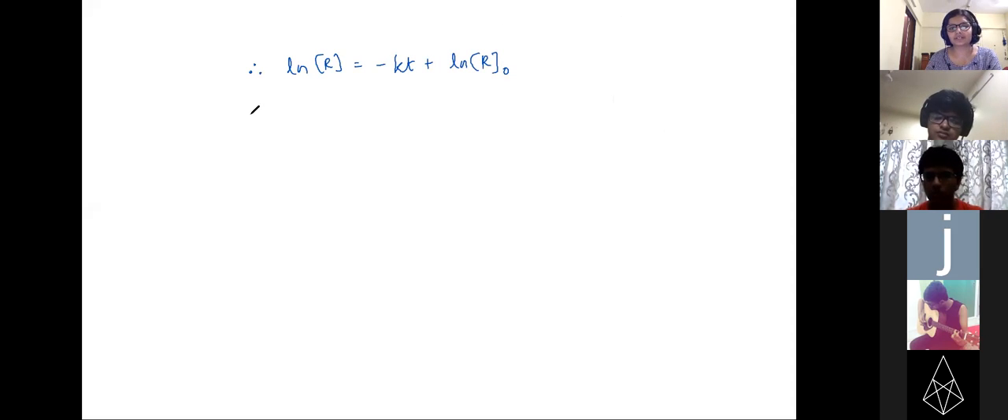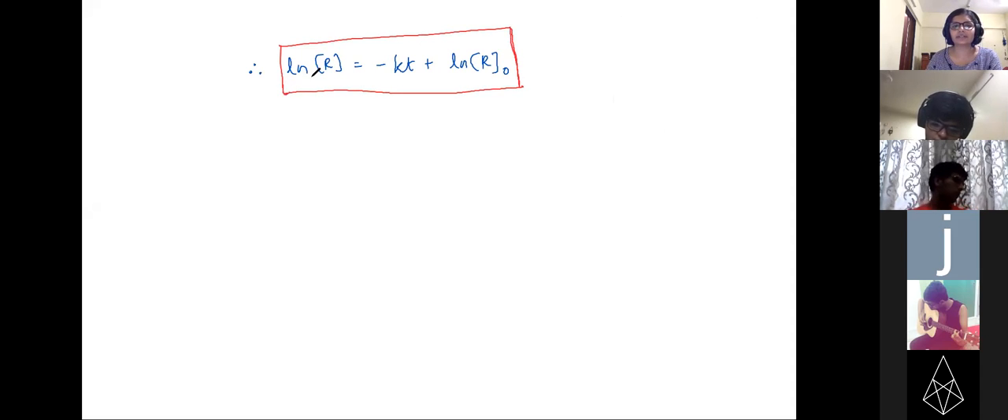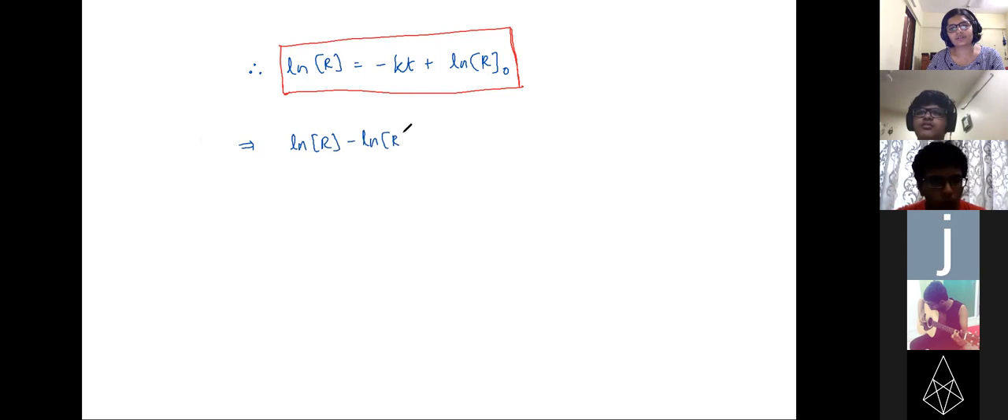So on rearranging this a little, this is basically your equation. This is what you're going to use. But for ease of calculation, we'll be looking at different rearrangements of this equation. One is if you want all logarithms on one side, like if you know the initial concentration and final concentration, and you want to find either k or t, you can express this as ln r minus ln r naught equal to minus kt.